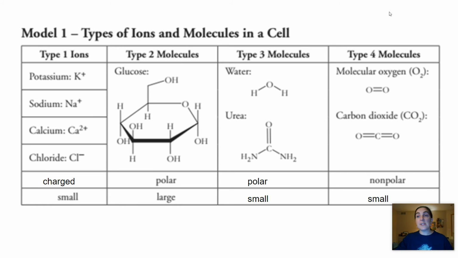So as we think about these in terms of cell transport, which of these 4 types of molecules would most easily diffuse through the cell membrane on its own? Think about the chemistry of the cell membrane as you answer that.